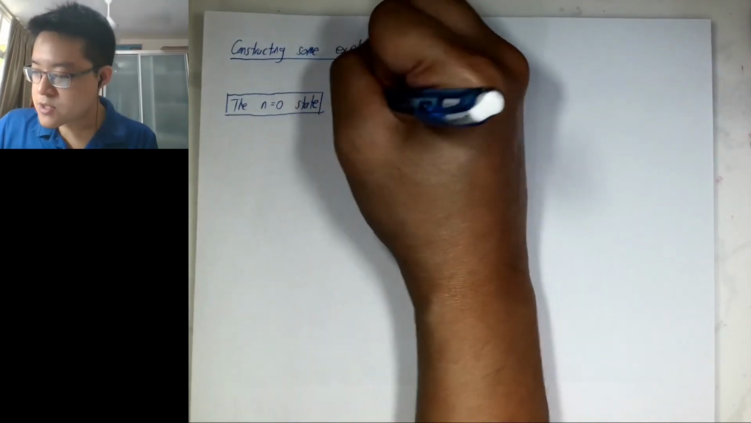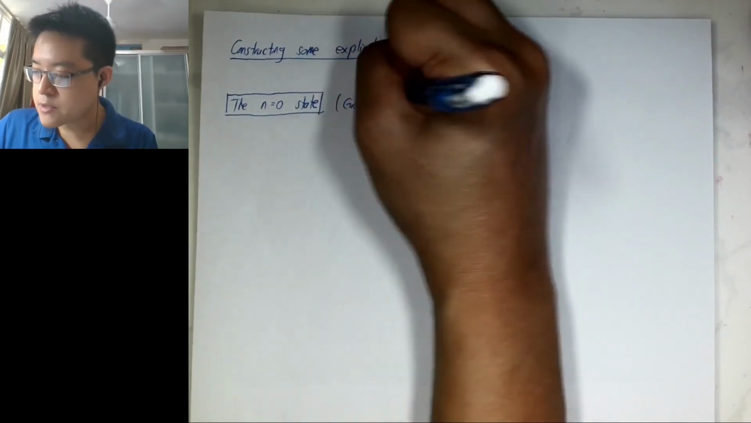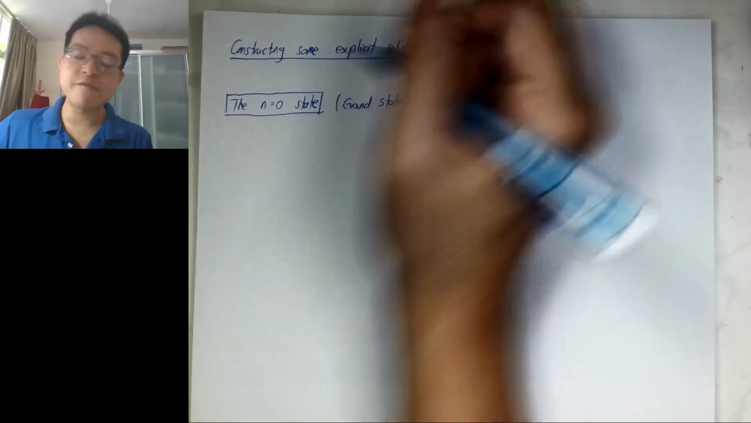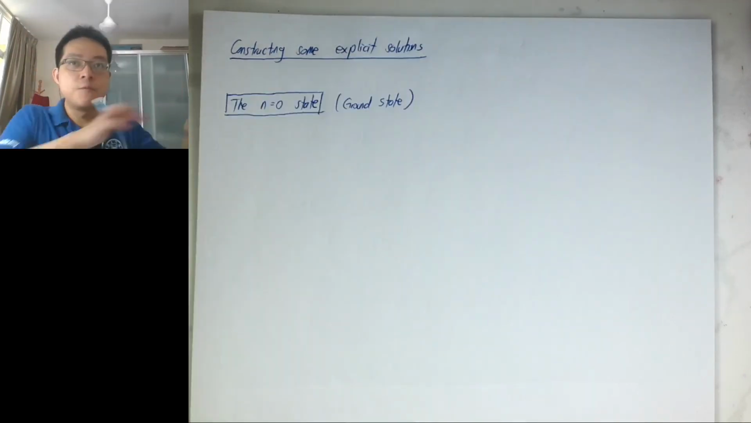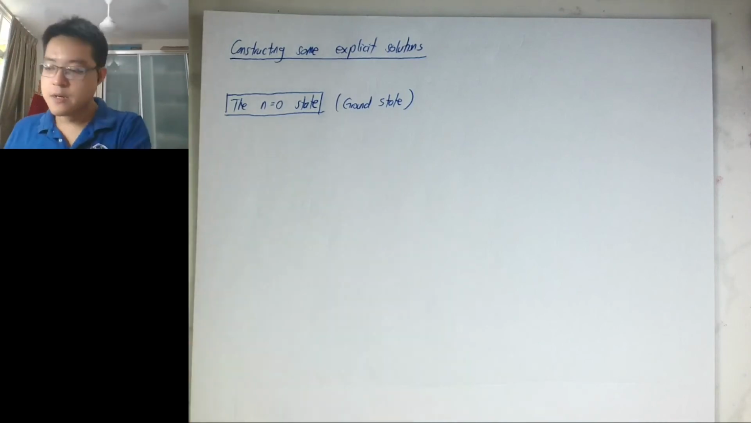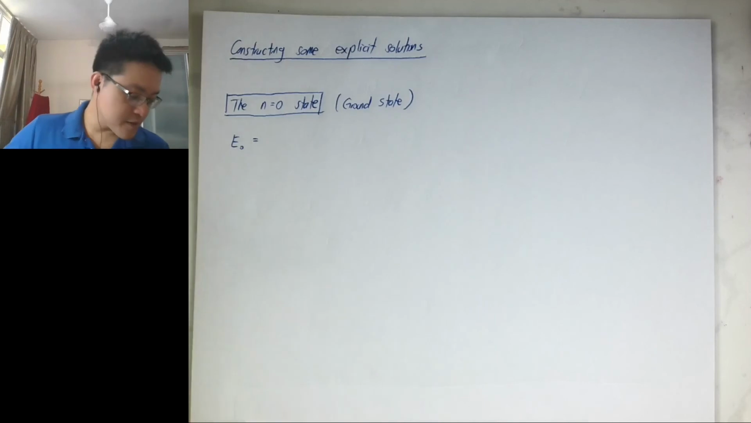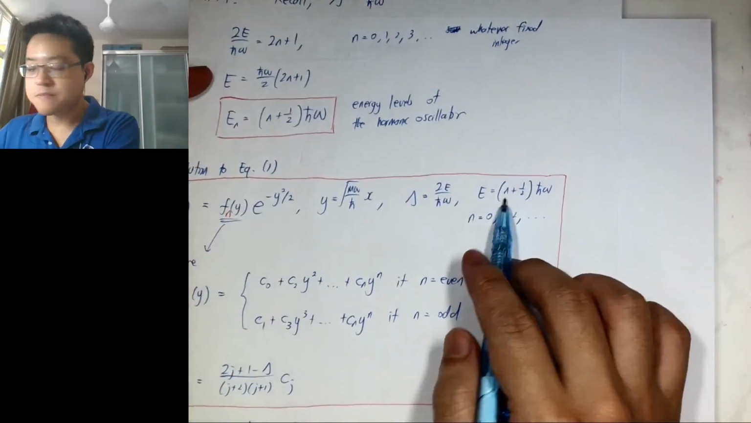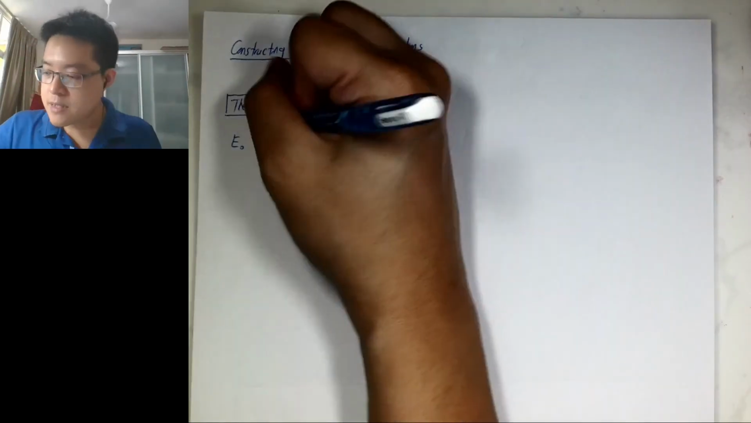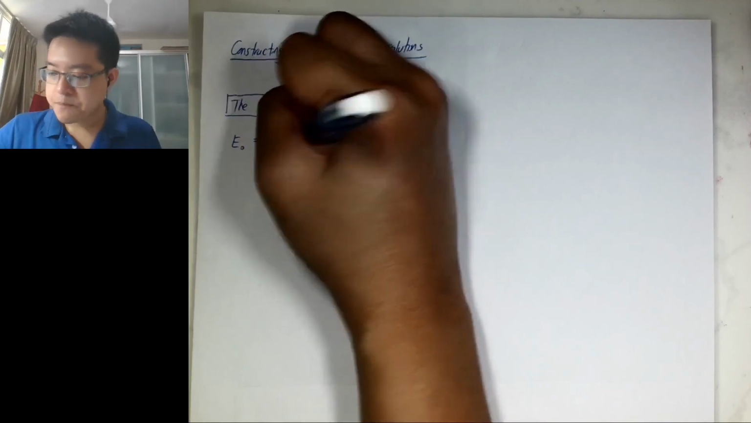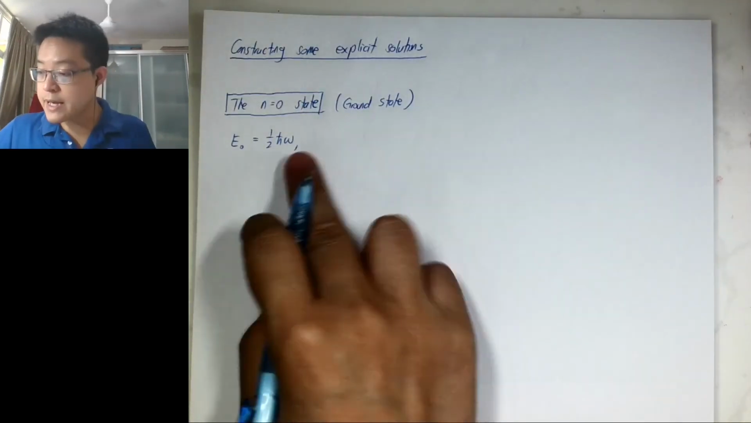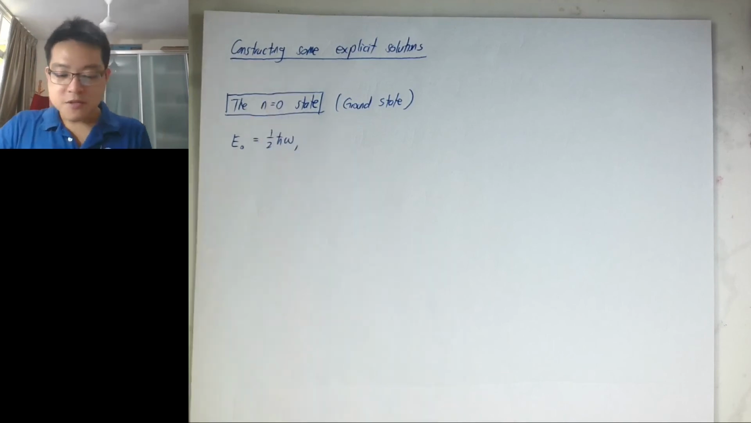So let's try to solve this, the ground state of the harmonic oscillator. What was the ground state wave function? Last time we got the Gaussian, right? The bell curve. For the ground state energy level, using the same formula that we got, the ground state is just half h bar omega, right? And this is n equals 0.